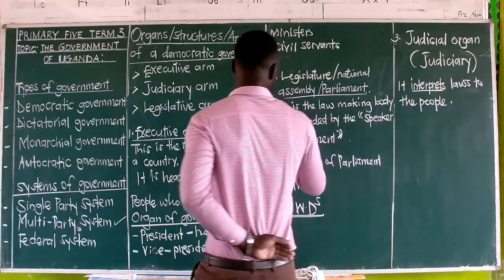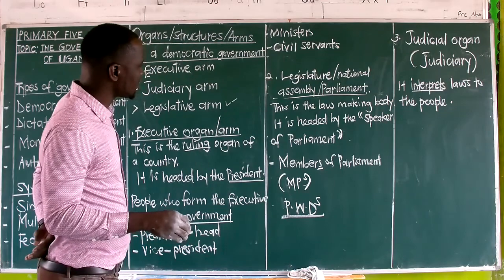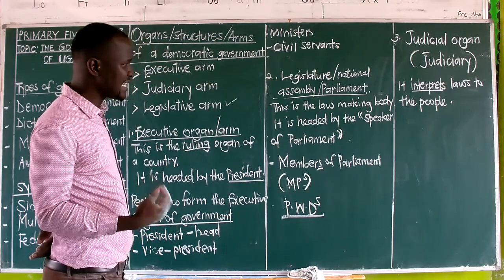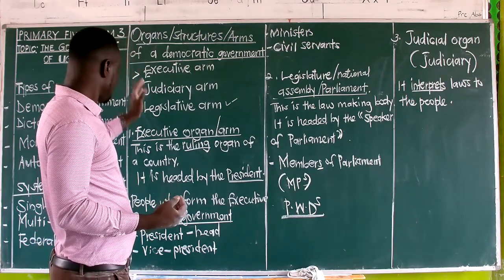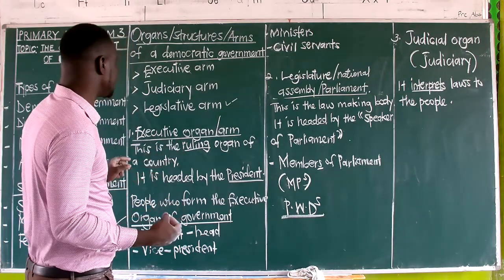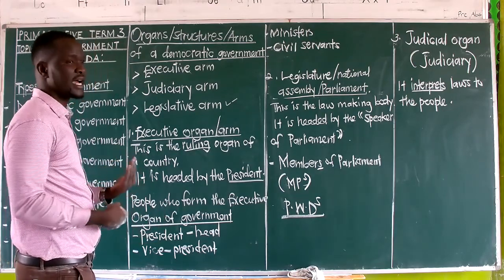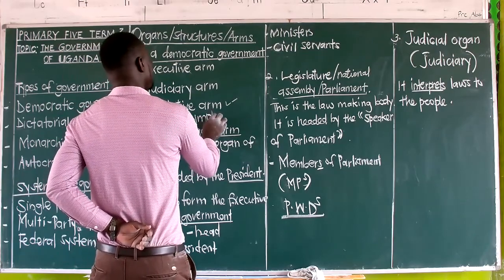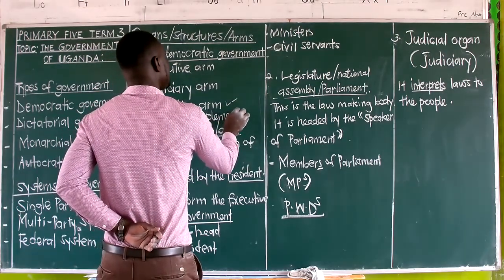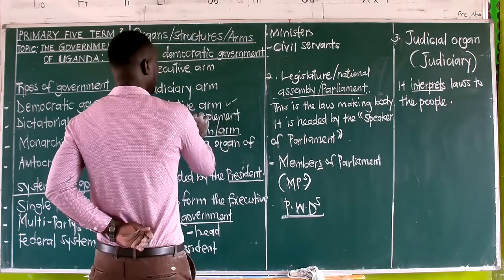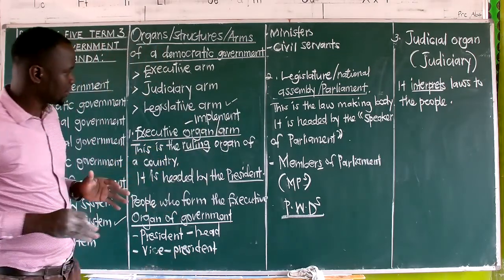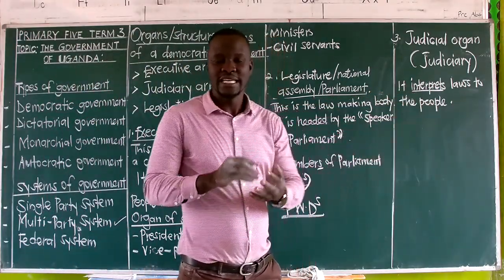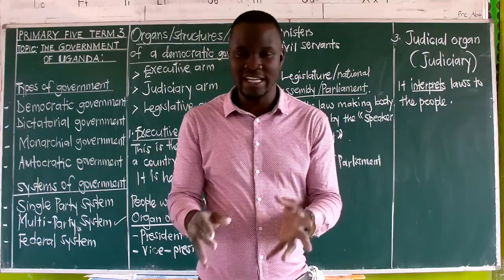The legislature is to set the laws. We are now going to look at that law. We began with the executive, which we say its work is the ruling organ, which deals with implementing. So this one is to implement, to make sure the people are following the law. Then we have the judiciary, which interprets to make people understand the law.